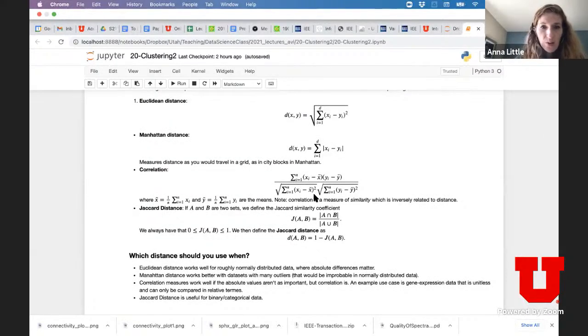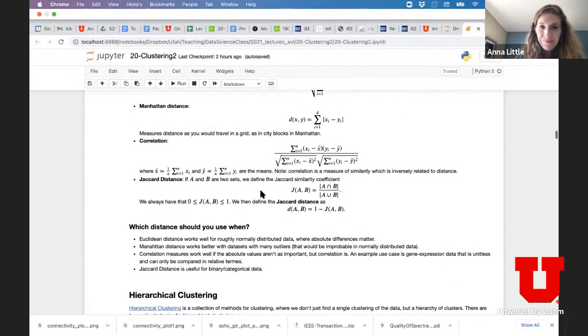Correlation is also a distance that's used often. Well, actually, I shouldn't call it a distance. It's a similarity. So correlation is a similarity measure, which is inversely related to distance. So the more correlated two data points are, the more similar they are, which means the distance between them is small. If points are uncorrelated or dissimilar, then the distance is large. But you can flip these things around in an easy way.